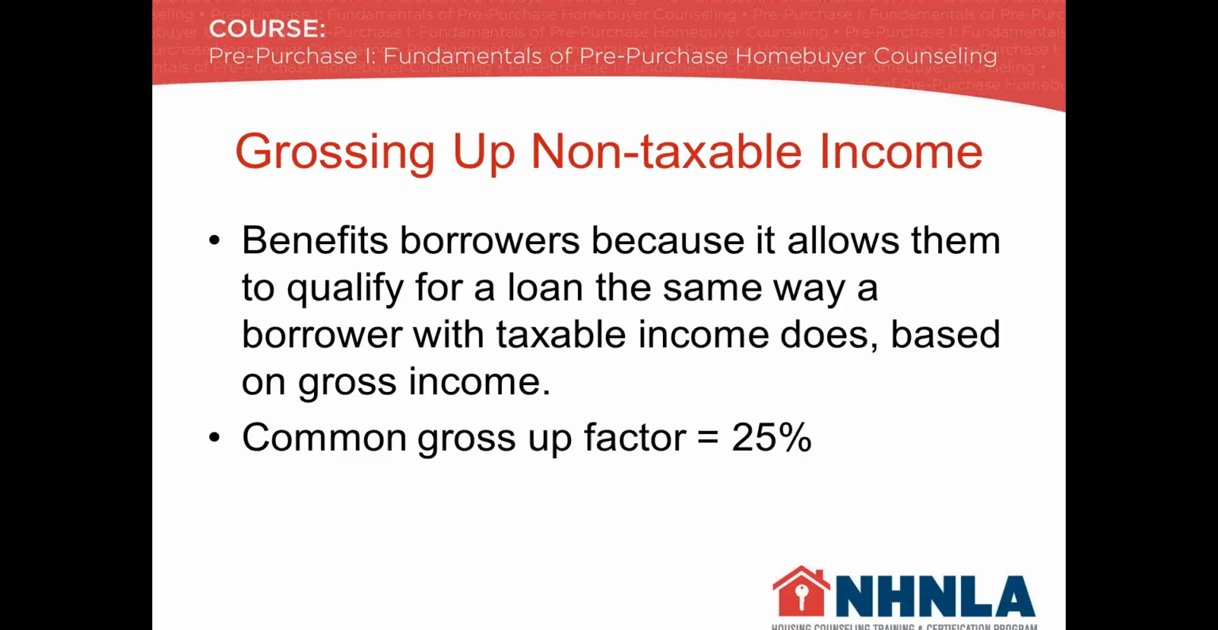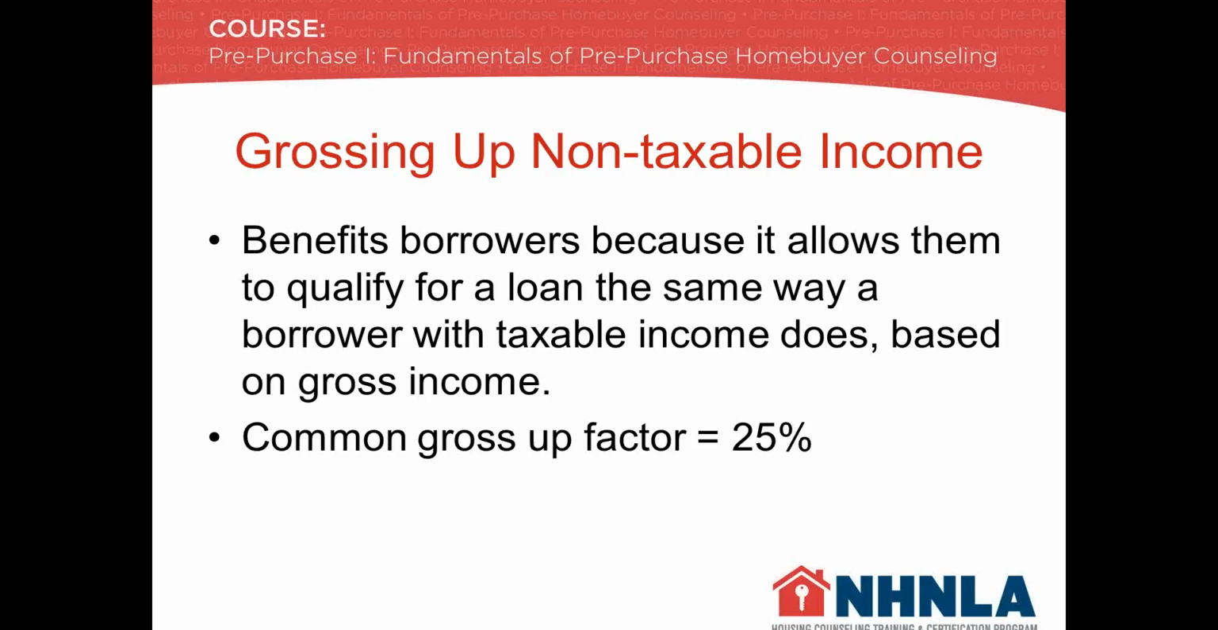So instead of just counting their net and their gross as the same amount, we know what their net income is. We multiply that by 25%, and 125% of their net is going to be what's counted as their gross income. So this is what's known as grossing up non-taxable income.